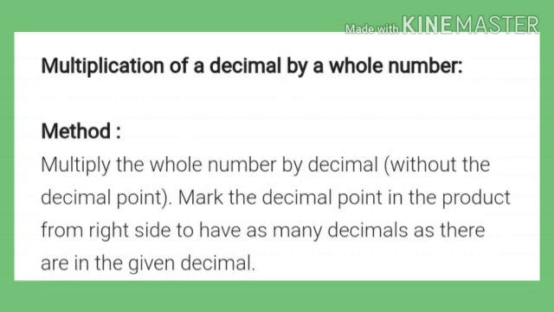Next, multiplication of a decimal by a whole number. Whole number, students, you know, all the counting numbers including 0 are called whole numbers. So let us see its method. Multiply the whole number by decimal without the decimal point. Mark the decimal point in the product from right side to have as many decimals as there are in the given decimal.